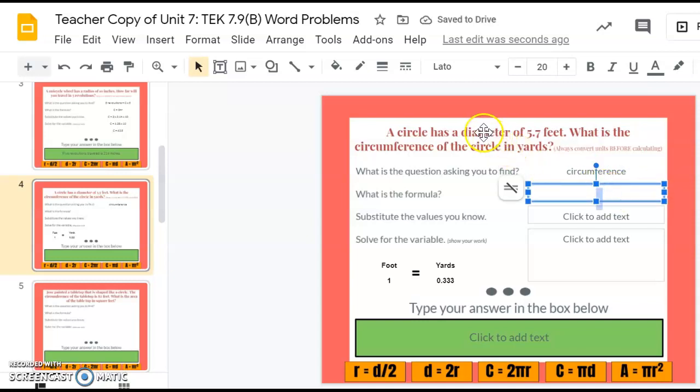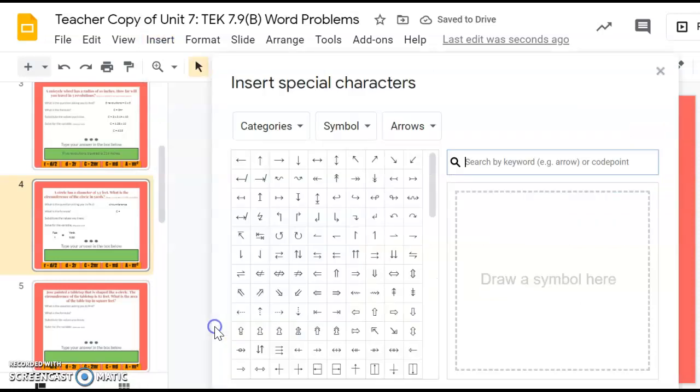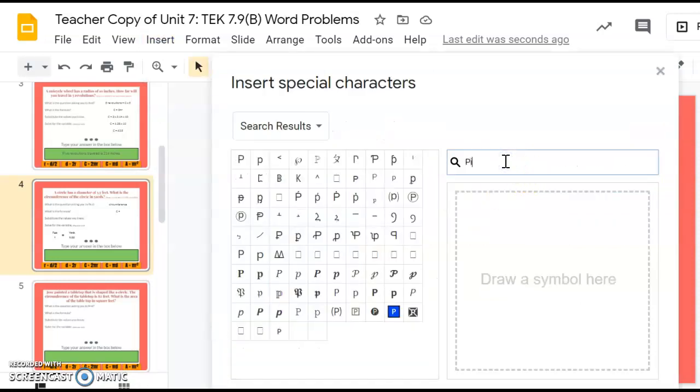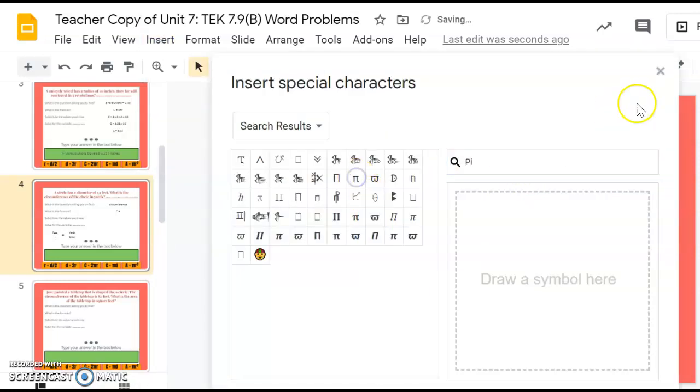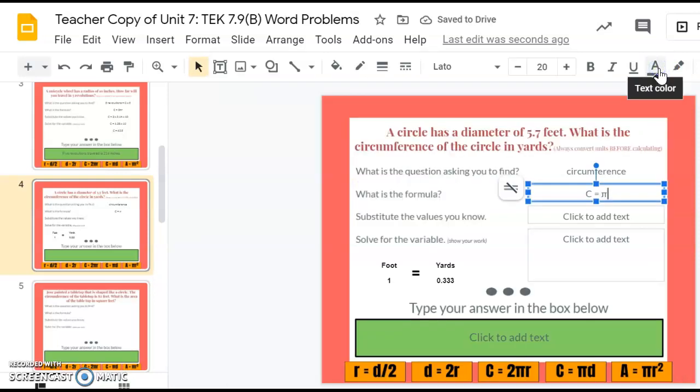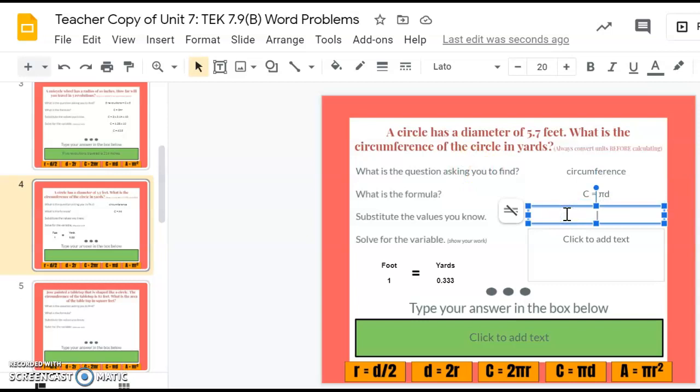What's the formula? Well, it has a diameter right here, so circumference equals, I need to go into insert, special characters, find my pi. At this point you guys should be pros at that. And I'm going to put pi d. It's not going to be circumference 2 pi r because we don't have a radius. We have a diameter. So we need to substitute the values we know.